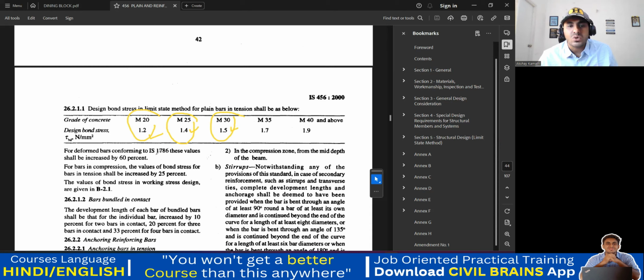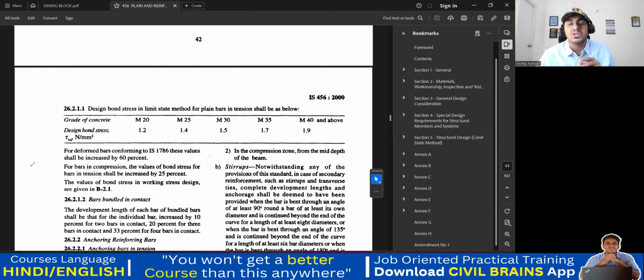For deformed bar, according to IS 1786, this value shall be increased by 60%. Usually whatever bar we are using, they are all HYSD bars, deformed bars. In that case, whatever value we have has to be increased by 60%. You need to multiply this value by 1.60. Got it? That is 1.2, so 1.2 into 1.6 we are supposed to do. All this calculation will be done by the structural engineer.